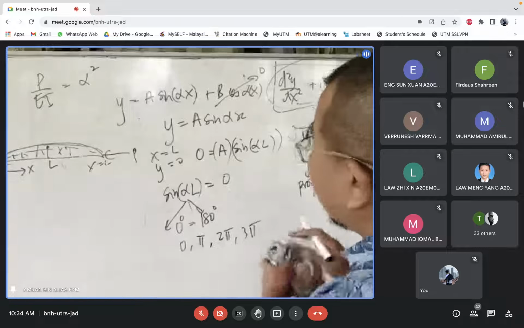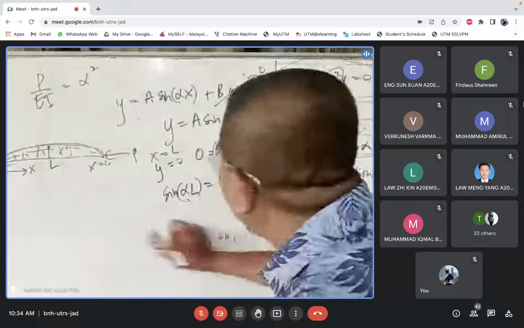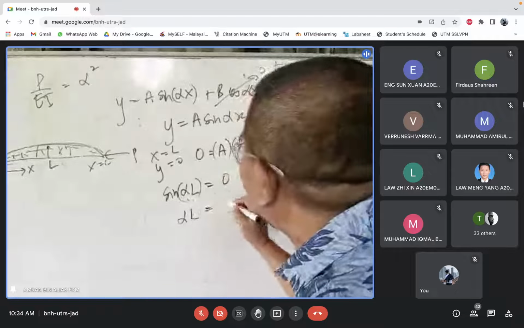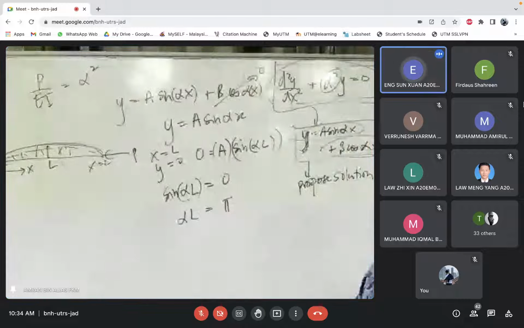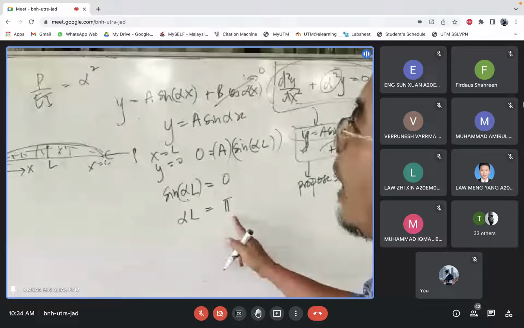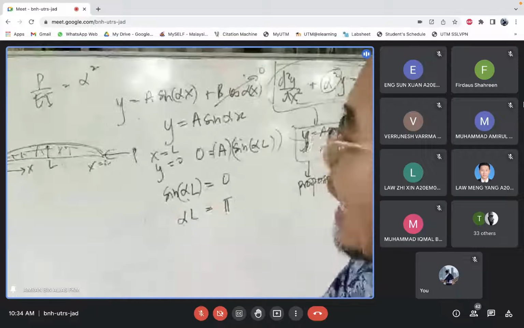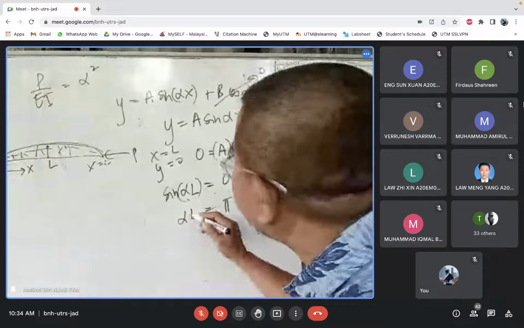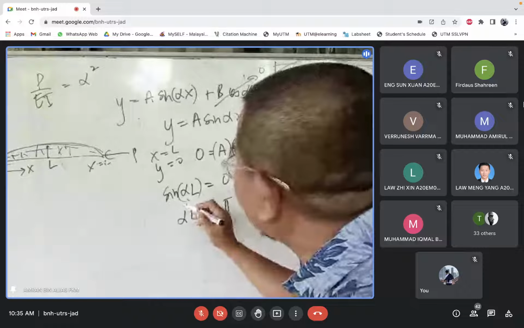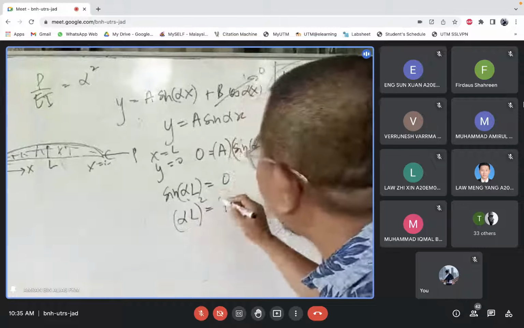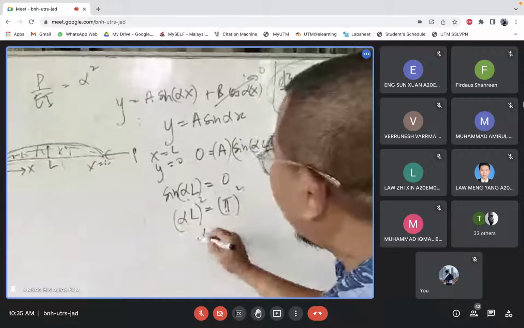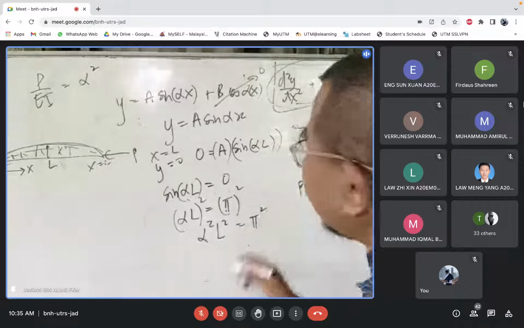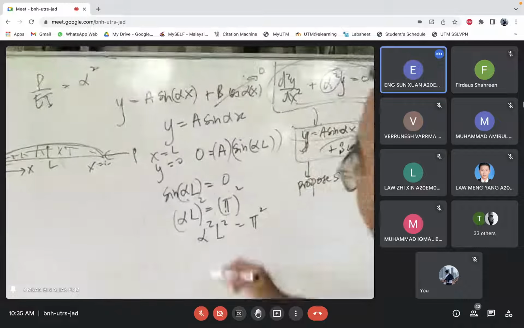So what do we write there? Here, alpha L must equal to pi, correct? Yes. Alpha L must equal to pi. So if I square this one, square this one, what do we have here? Alpha square L square is equal to pi square, right? Yes. And then we go back.